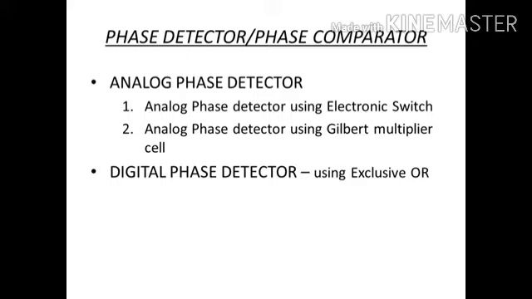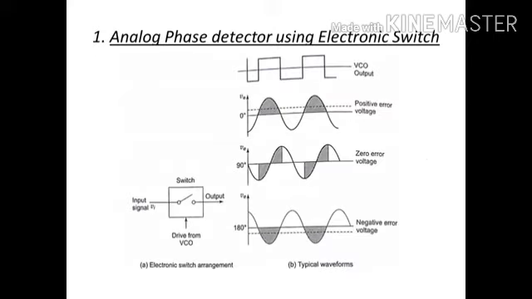A phase detector is fundamentally a multiplier. There are two types of phase detector: analog phase detector and digital phase detector. Now we'll see the analog phase detector using an electronic switch. Here we have an input signal Vi, and the output from the VCO is again given to the phase detector.